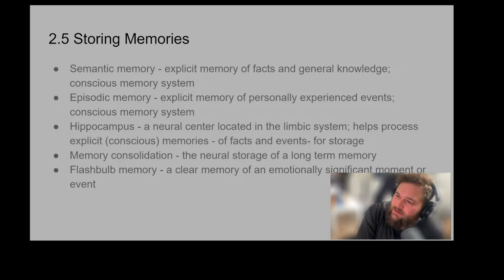Episodic memory is explicit memory of personal experience events. Conscious memory system. Hippocampus is a neural center located in the limbic system. Helps process explicit, conscious memories or facts and events for storage. Hippocampus. Hippos go to campus to learn things.